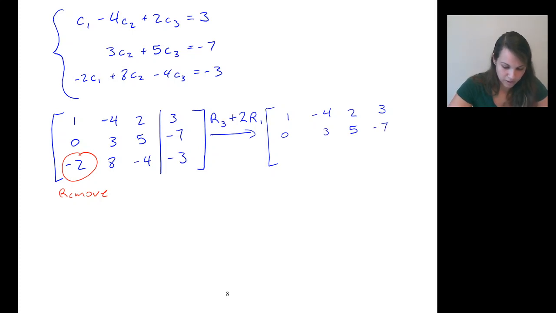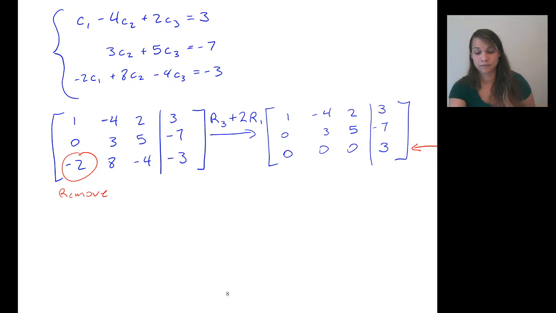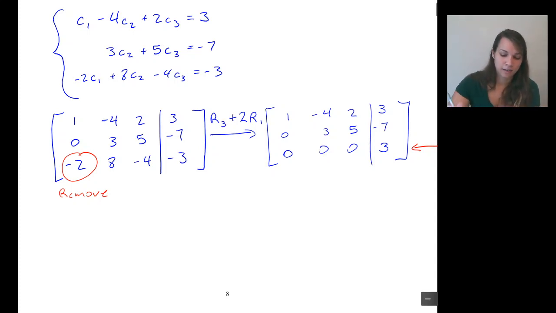Okay, so first entry, -2 plus 2, 0. Great. Next entry, 8 minus 8, that's 0. All right, we got that one for free, that's cool. And then we've got -4 plus 4, and then we have -3 plus 6, so 3. What does that mean? Hopefully you're shouting, no solution.